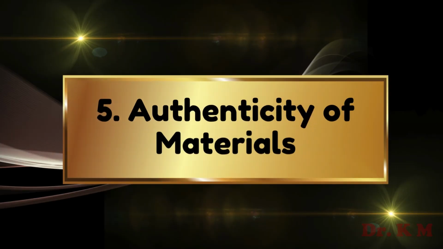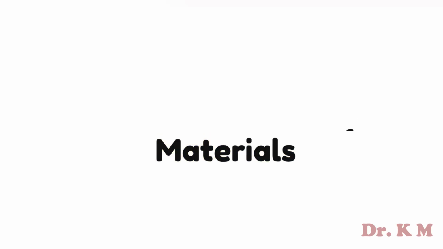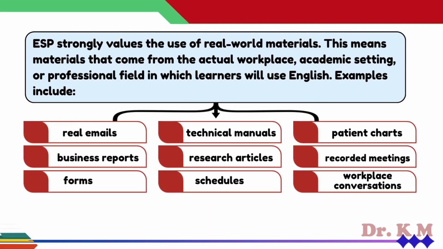5. Authenticity of materials. ESP strongly values the use of real-world materials. This means materials that come from the actual workplace, academic setting, or professional field in which learners will use English. Examples include real emails, technical manuals, patient charts, business reports, research articles, recorded meetings, forms, schedules, and workplace conversations.